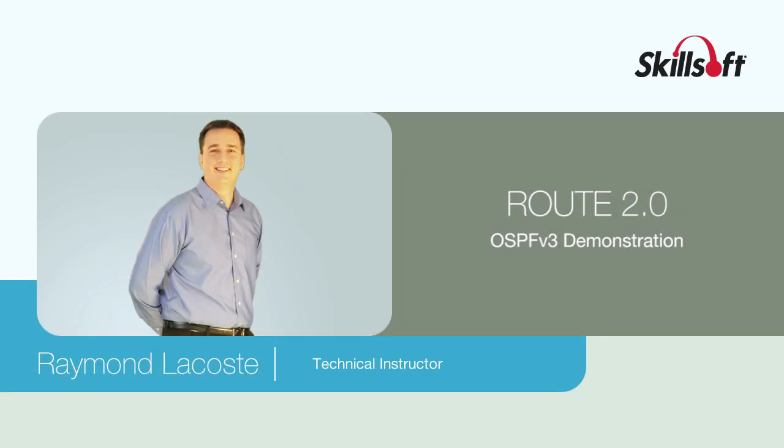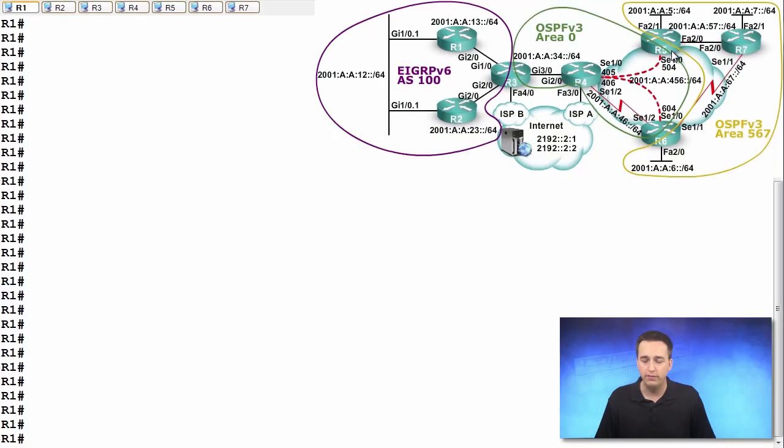In this OSPFv3 example, let's configure R5. R3, R4, R5, and R6 are already participating in the OSPFv3 process. As you can see, R3's gigabit 3/0 interface is in area 0. R4 has 2/0 and both its serial interfaces participating in area 0. R7's completely in area 567, and R6 is an area border router with a few interfaces in area 0 and a few interfaces in area 567.